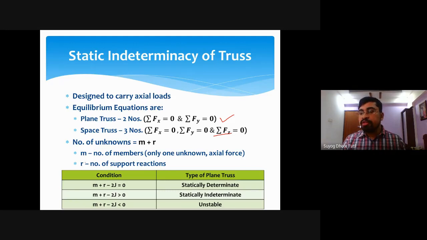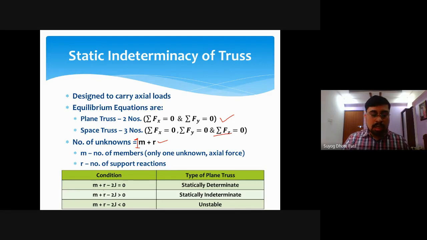Here shear force and bending moment do not come in. Here there are only the axial forces as well as the support reactions. So the total number of unknowns is m plus r. With respect to one member, only one unknown force is there, that is the axial force, whose coefficient is only 1. So that's why it is written as m plus r, where m is the number of members and r is the support reactions.